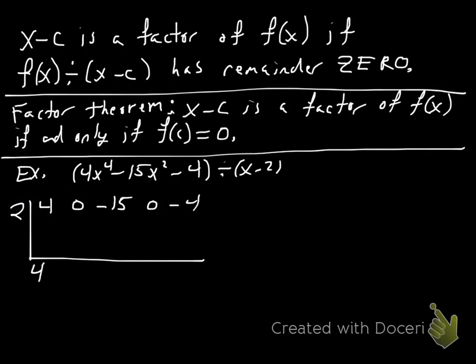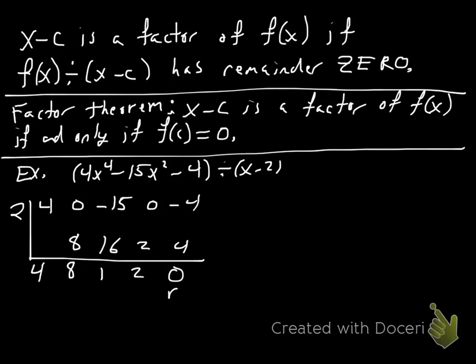I bring down the 4. 2 times 4 is 8. Adding 0 and 8 gives me 8. 2 times 8 is 16. Adding negative 15 and 16 will give me 1. Multiplying 2 and 1 will give me 2. Adding 0 and 2 will give me 2. 2 times 2 is 4. And then we get a remainder of 0 when I add the negative 4 and 4.